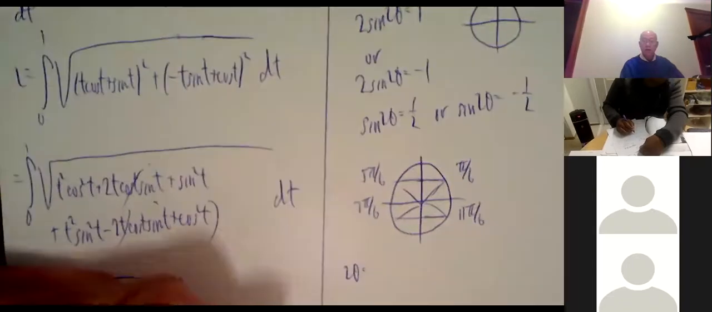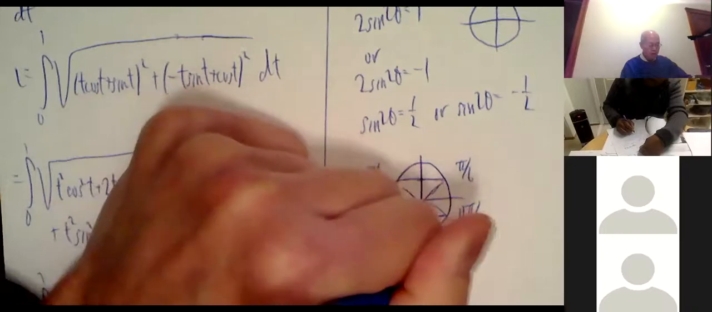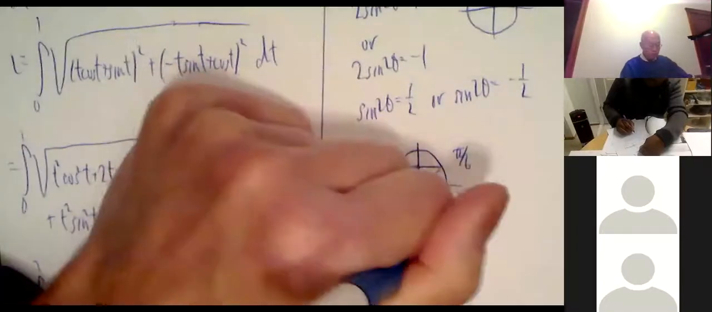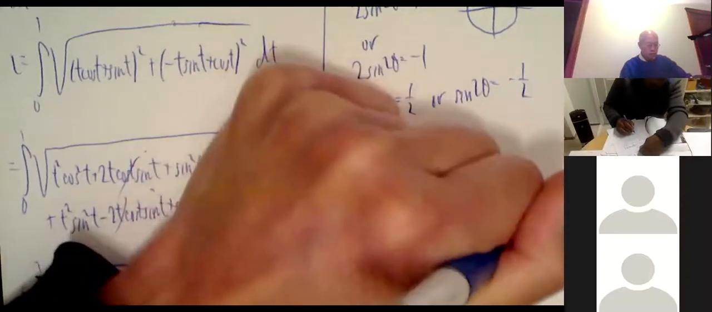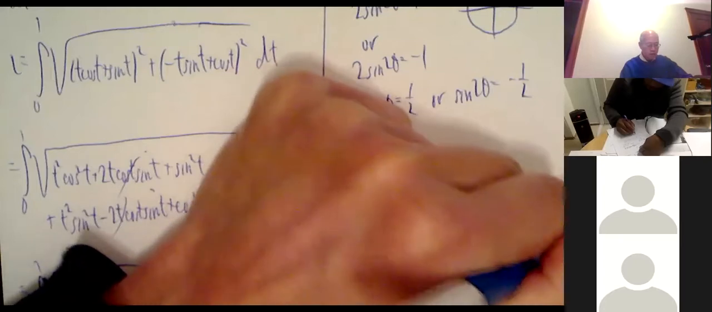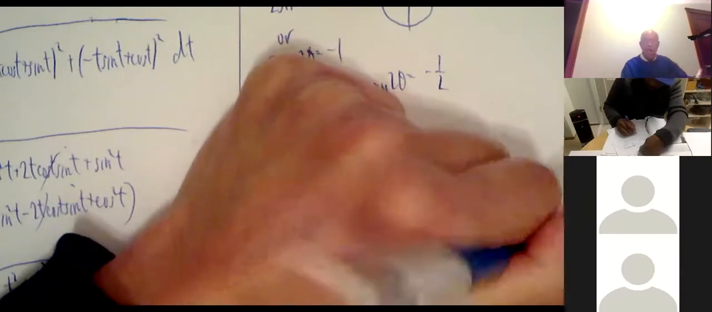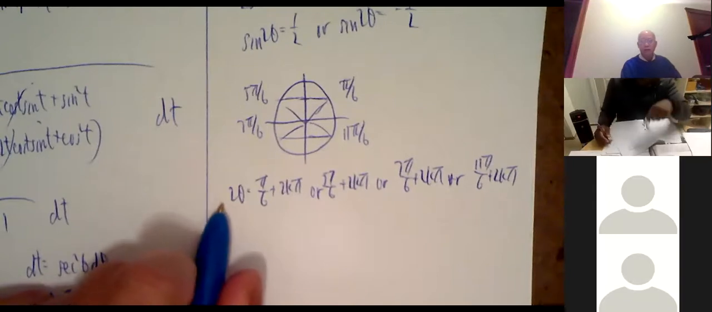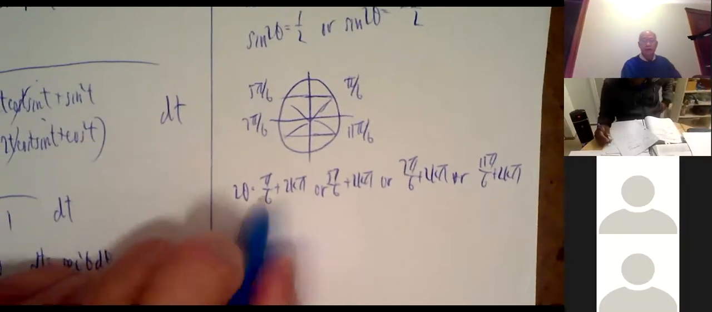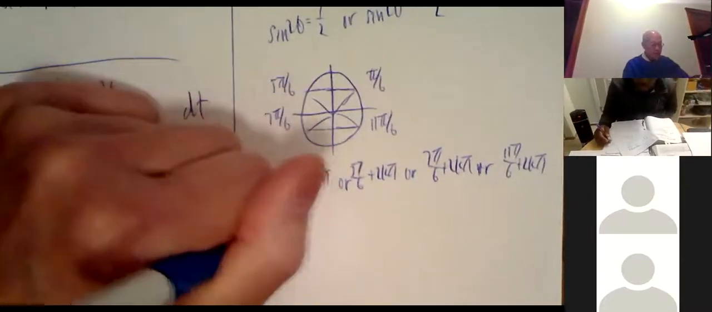So two theta is pi over 6 plus 2k pi, or 5 pi over 6 plus 2k pi, or 7 pi over 6 plus 2k pi, or 11 pi over 6 plus 2k pi. Okay, that's 2 theta. So if I multiply through by 1/2, I cut that in half, cut that in half, cut that in half, cut that in half.